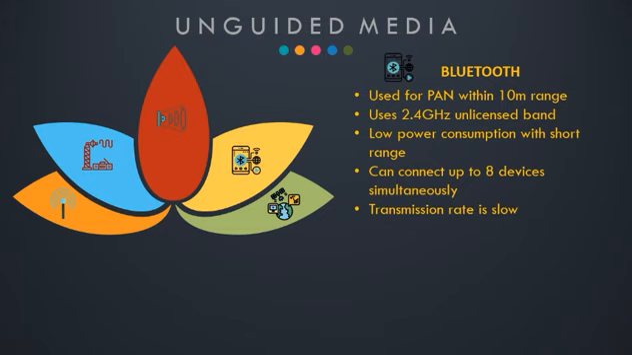Then it works only over a short range, as you can identify when we are transmitting files through Bluetooth using our phones: only a short distance is permitted, and the transmission rate is very slow. Even if it is a smaller file, it will take some time to send the data. So that is the specialty of Bluetooth. Another specialty is that it can connect up to 8 devices at a time. Based on the Bluetooth technology, you can connect up to 8 devices simultaneously.